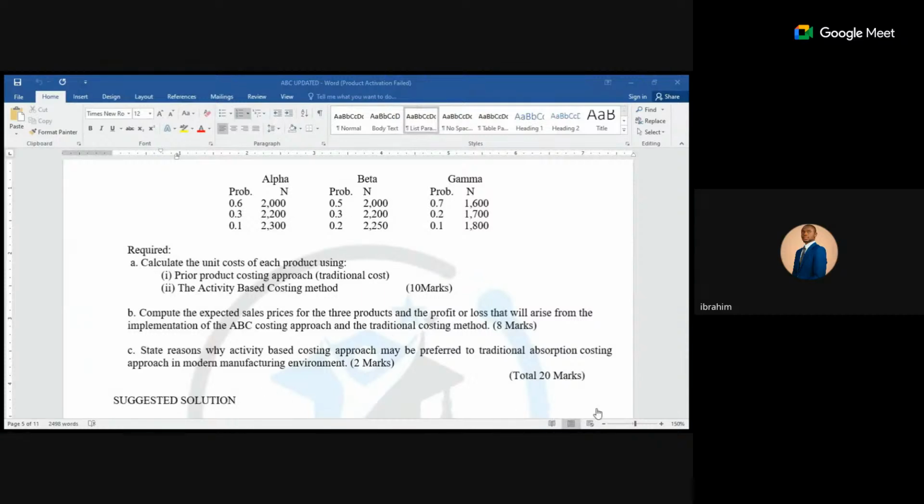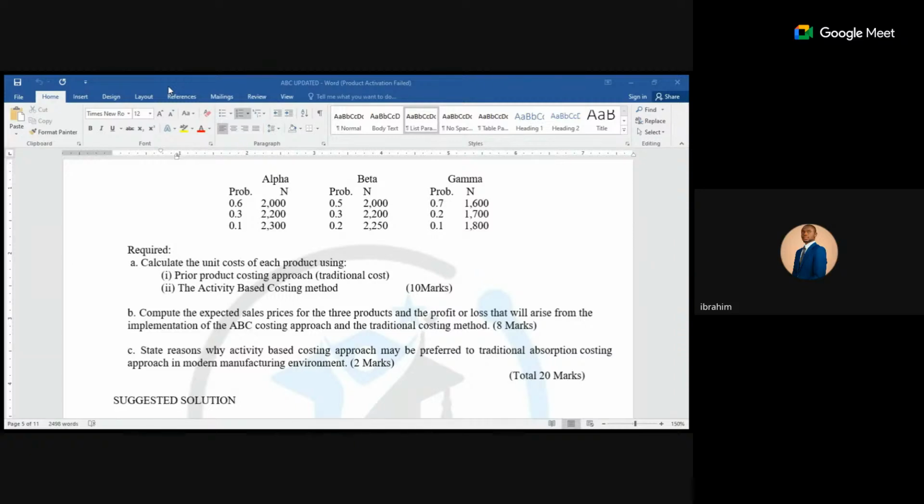Okay, good afternoon, everyone, once again, and you're welcome to another edition of our lecture on performance management. In today's class, we shall continue with our lecture on activity-based costing.